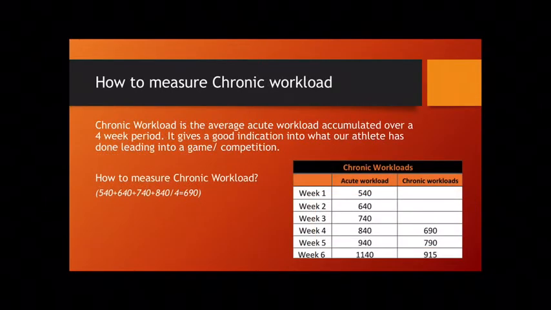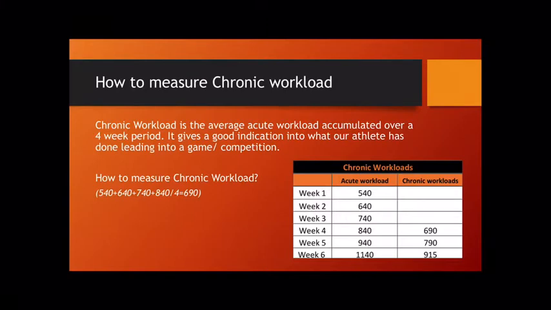Moving on into chronic workload, which remember was our 4-week period. How do we measure our chronic workload? Similar enough to the way we monitor acute workload for your week, you would have your weekly average. Our weekly average was 540 for the first week, 640 for the second week, 740 for the third week, 840 for the fourth week, 940 for the fifth week, 1,140 for the sixth week. This time for chronic workload, which is our 4-week block period, we need 4 weeks of data before we can find our chronic workload.